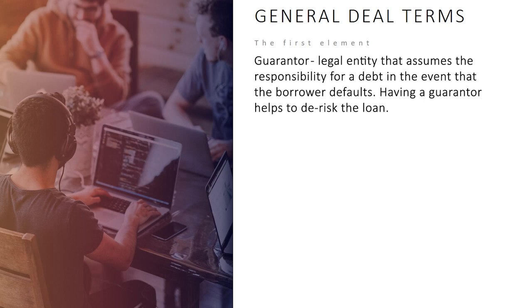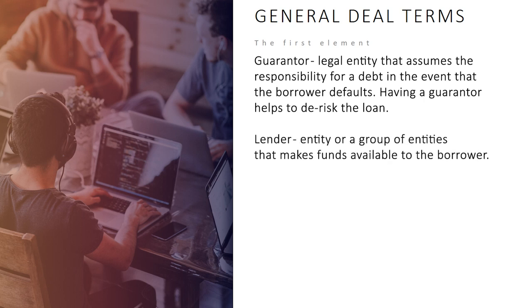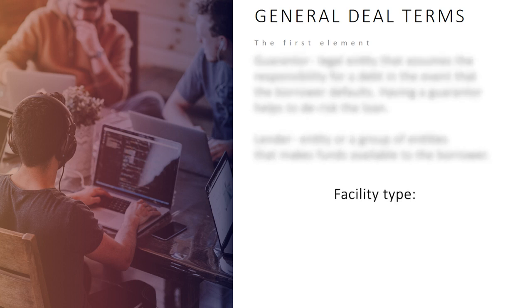Next is a lender. Lender is the entity or a group of entities that makes funds available to the borrower. Facility type. This takes one of two forms in dealings. Here they are. Term loan. A facility where the lender provides a lump sum of money to the borrower and the borrower is expected to pay back following a preset repayment schedule.